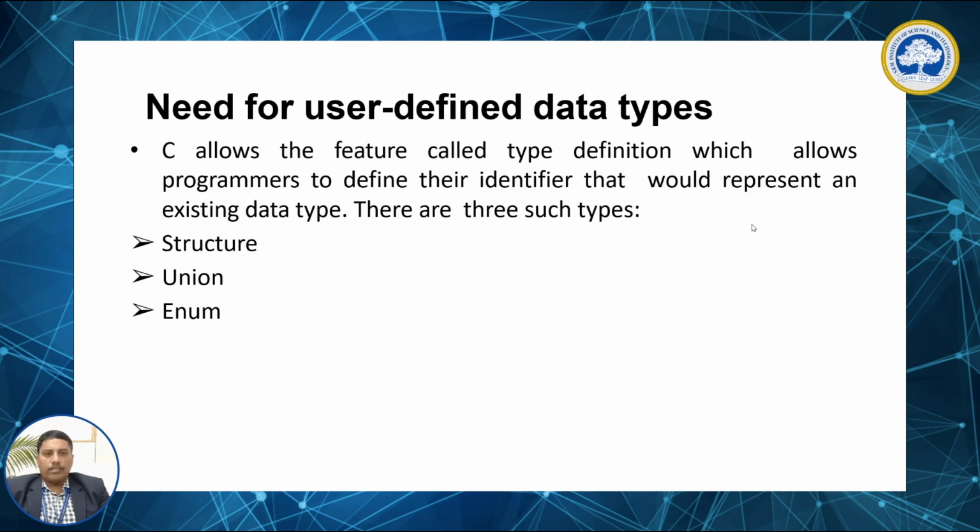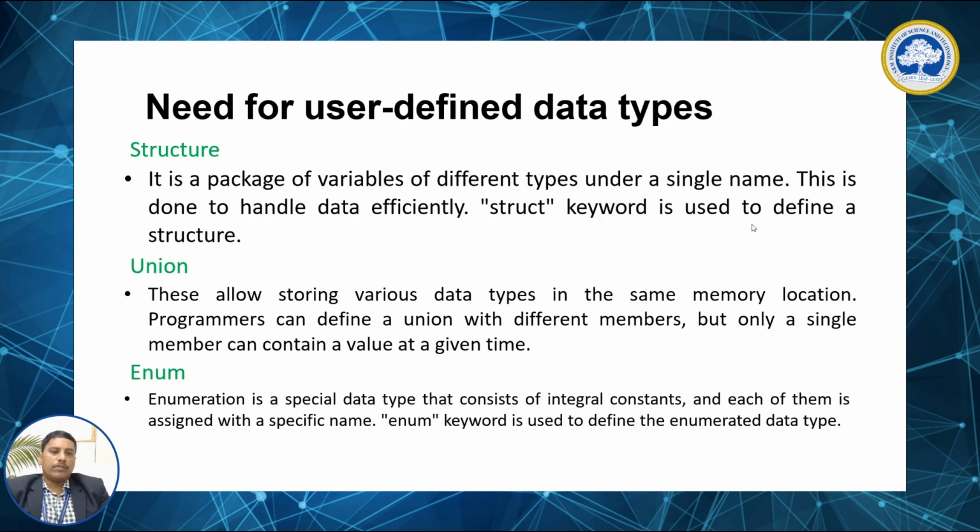Normally, C allows a feature called type definitions, which allows the programmer to define identifiers that represent existing data types. There are three such types available: structures, union, and enum. These are the three data types the user can create in their own way for their convenience, so we call them user-defined data types. First, we move on to structure.